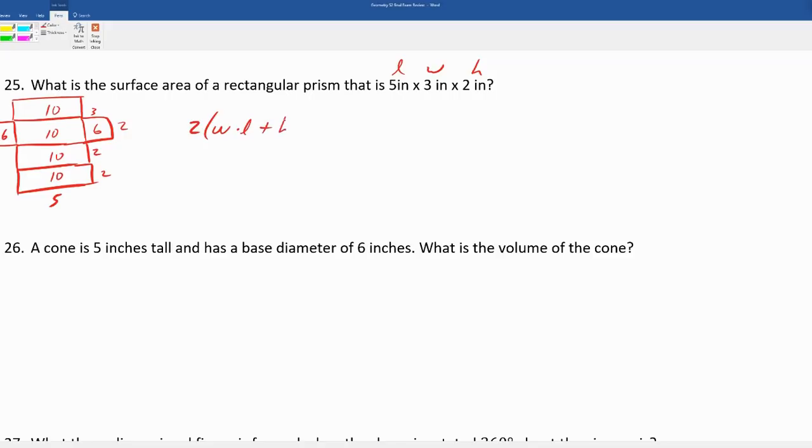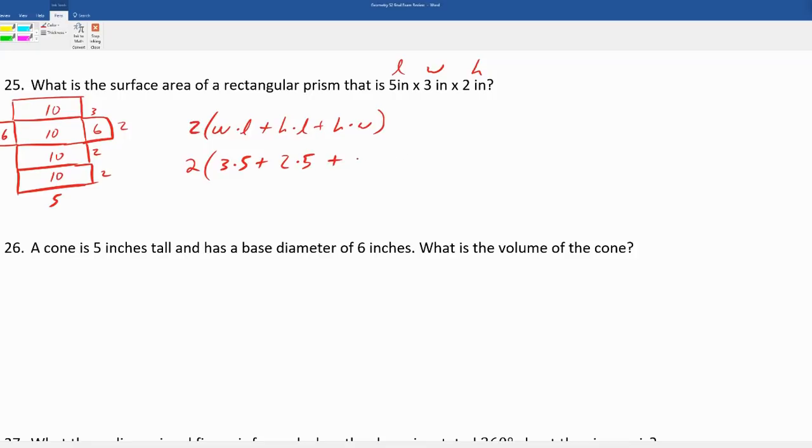Plus the height times the length plus the height times the width. All right, so if you plug those all in, you should get 3 times 5. Wait, length. Hold on, let me do this. Yeah, 3 times 5. Just making sure I'm plugging in the numbers here. Times 2 times 5. Sorry, that's a weird 5.